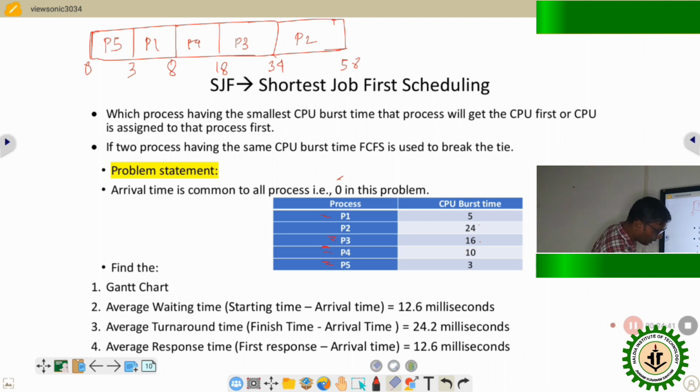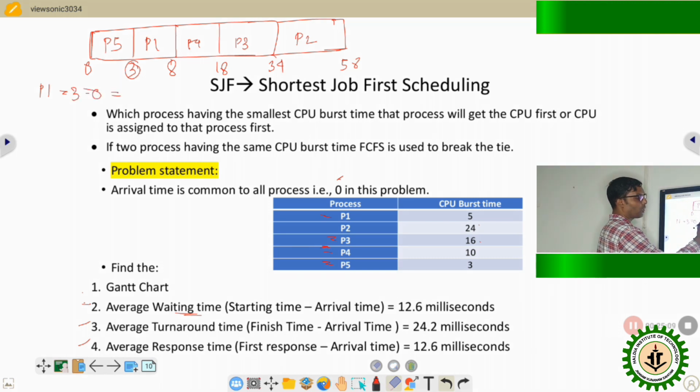Now how to calculate the average waiting time, average turnaround time and average response time according to the formula. See that, the first one, we calculate the process P1. So process P1, we are constructing the average waiting time. Starting time minus arrival time. So process P1 starting time is 3. Process P1's arrival time is 0. Hence it is common for all the process.